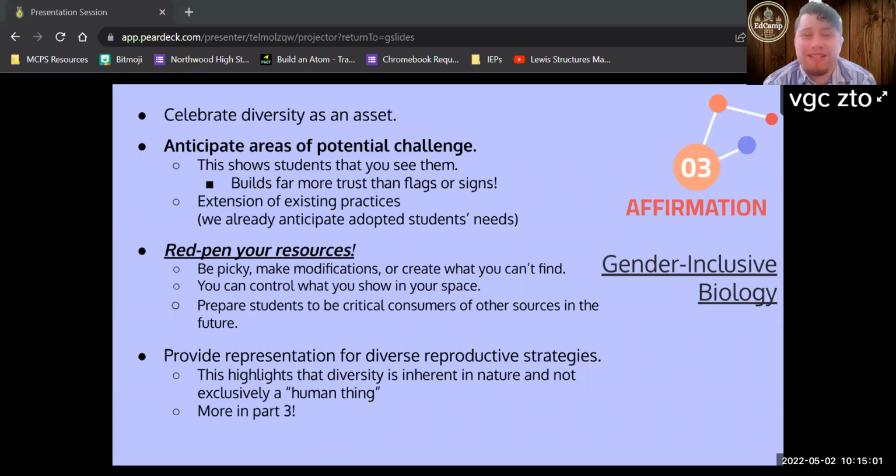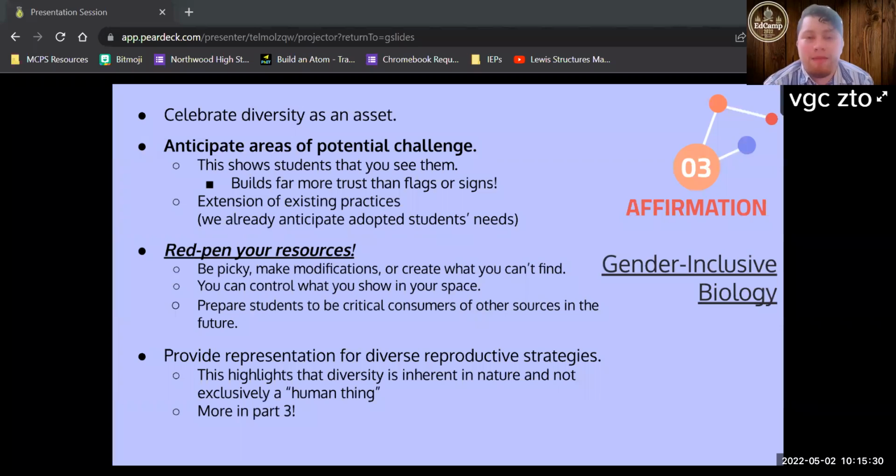So this is also an extension of some of our existing practices. For example, understanding the needs of our adopted students and our students who have single parent family structures. We understand that an assignment like create a family pedigree does not meet the needs of those students and can be threatening or alienating to them. When I talk about anticipating potential areas of challenge for our transgender and gender nonconforming students, I'm thinking about many of the same things. The pedigree assignment is certainly one of them.